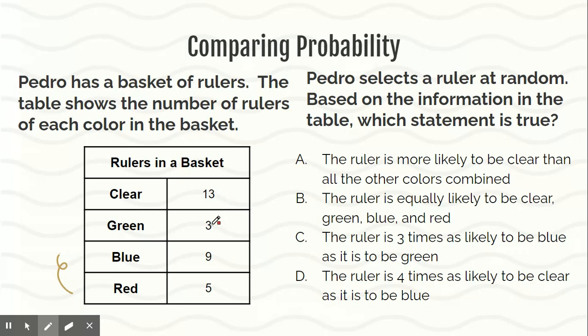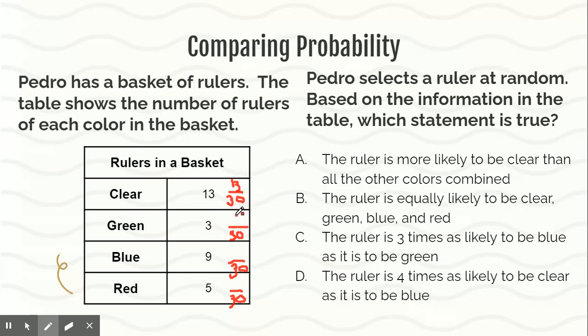13 plus 3 is 16. 16 plus 9 is 25, and 25 plus 5 is 30. So the totals are going to be 30 on the bottom: over 30, over 30, over 30, over 30. Let's start. I'm going to take this 13 and put it on top, 13 over 30, and that can't be reduced, so we're just going to leave it like that.